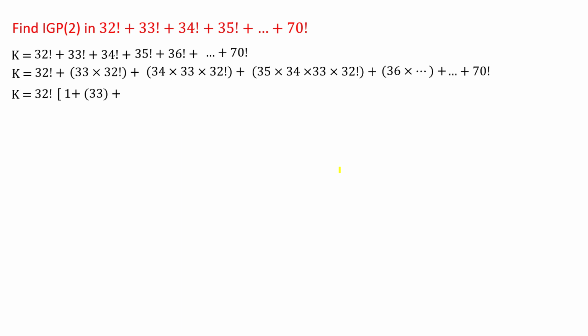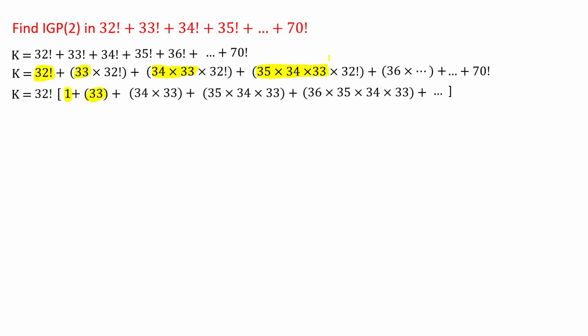If I take 32 factorial common from the first term, 1 is remaining. If I take 32 factorial common from the second term, 33 is remaining. If I take 32 factorial common from the third term, what is remaining? 34 into 33 is remaining. If I take 32 factorial common from the fourth bracket, what is remaining? 35 into 34 into 33 is remaining. And plus so on till 70 factorial.